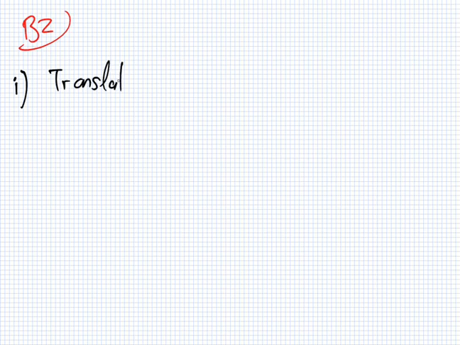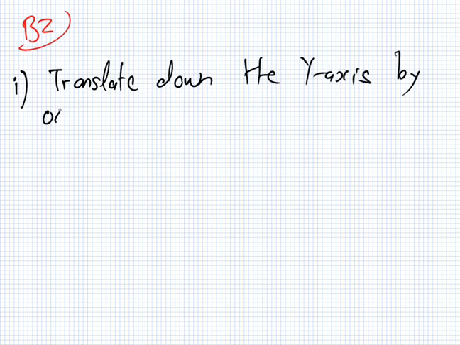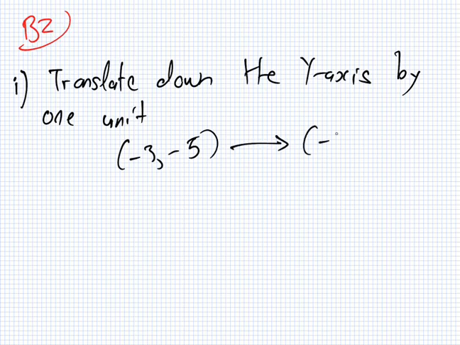B part, part 2, I mean. And there's your curve, there's your point. Describe the transformations and write down the coordinates. Okay. So number 1, translate down the y-axis by 1 unit. So our point -3 -5 would go to -3 -6.